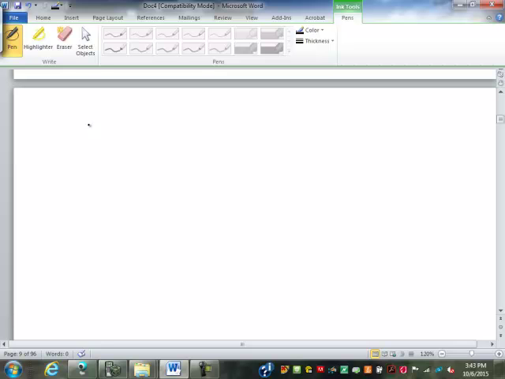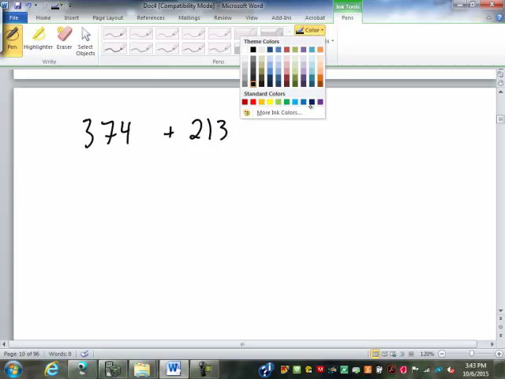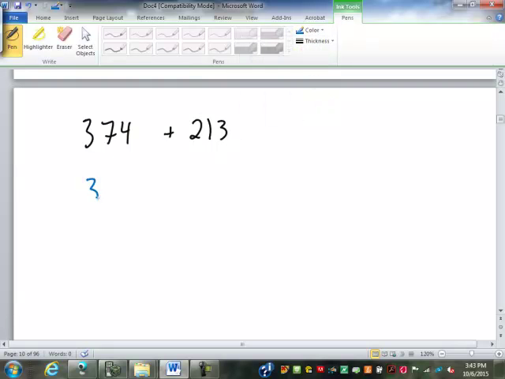But anyway, our addition with them is exactly the same. We had 374 plus 213. We line up the columns with the ones under the ones, the tens under the tens, and the hundreds under the hundreds, and we add down those columns. 4 and 3 is 7, 7 and 1 is 8, 3 and 2 is 5.